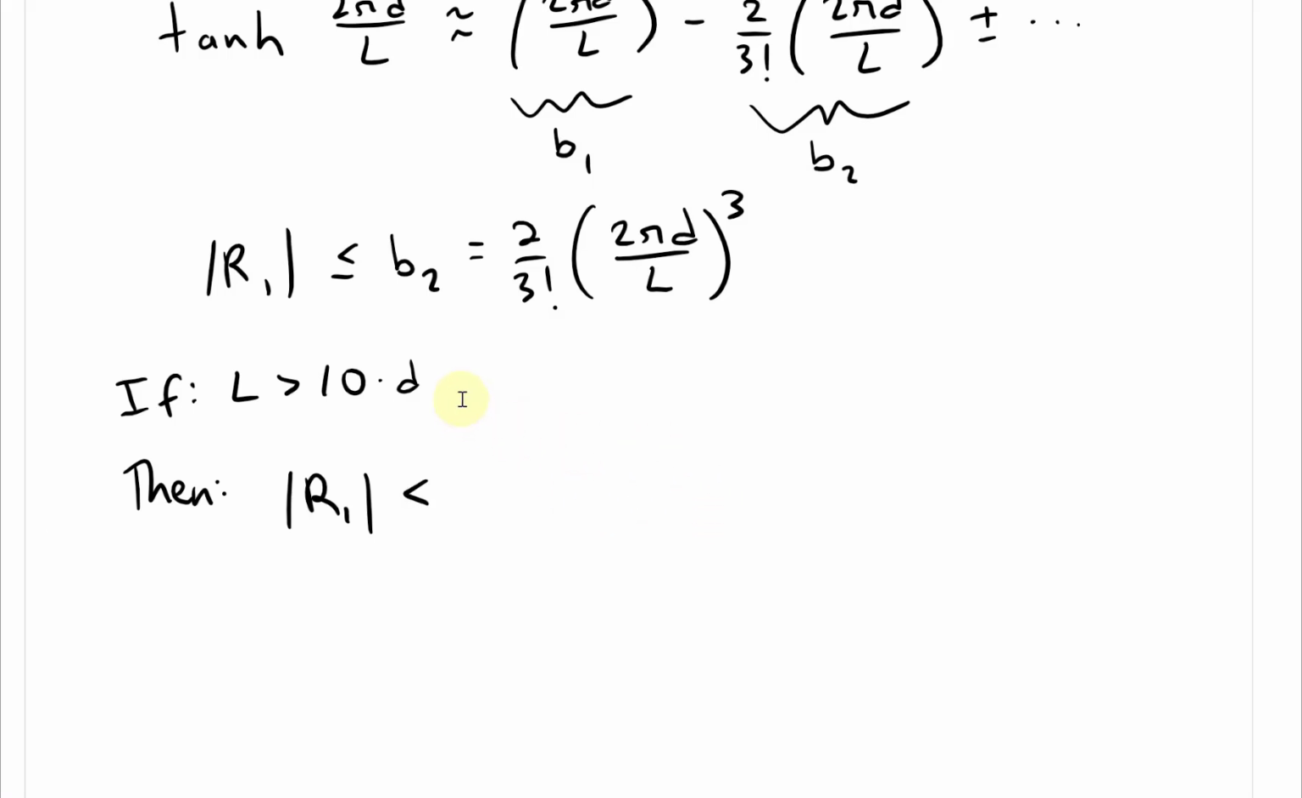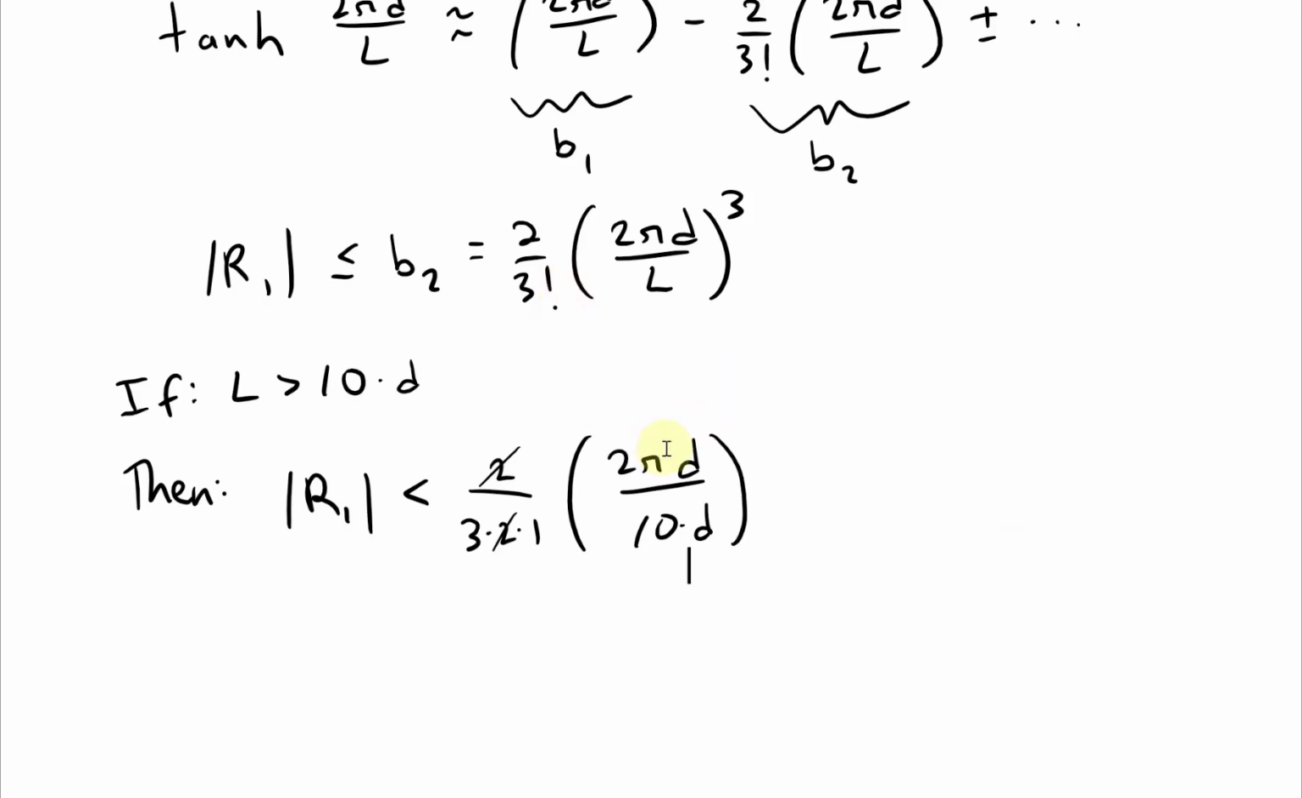So the remainder is going to be less than 2 over, I'll just factorial this out, 3 times 2 times 1, and then we can cancel out the 2. So we cancel this and this, and it's going to be 2 pi d over 10 times d, cubed. Yes, this is going to be less than this one because when this is a very, very large number, this gets smaller.